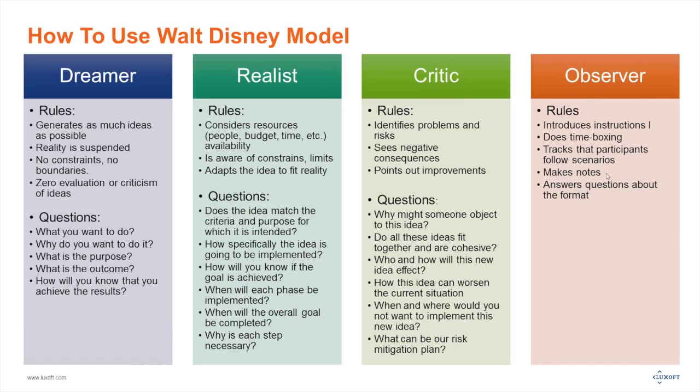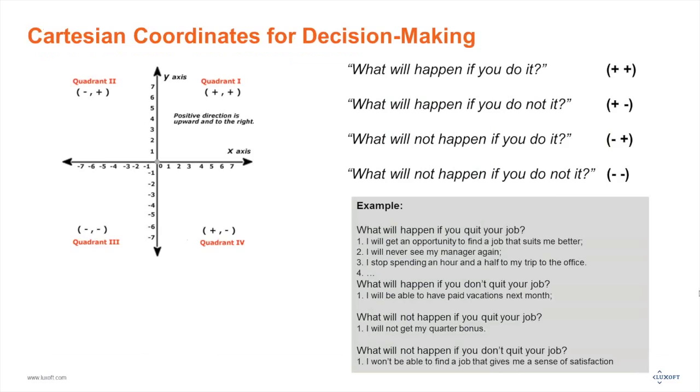Also, the observer makes notes so that all ideas are written down, and answers questions about the format during this game. It is the role of the facilitator, the observer here, and you can try this format to do a retrospective for your team. And I will be glad then to get your feedback, how you have used it and what results you have got. The next technique that I'm going to introduce to you is Cartesian coordinates for decision making.